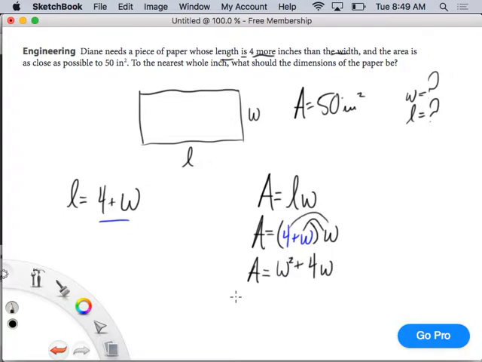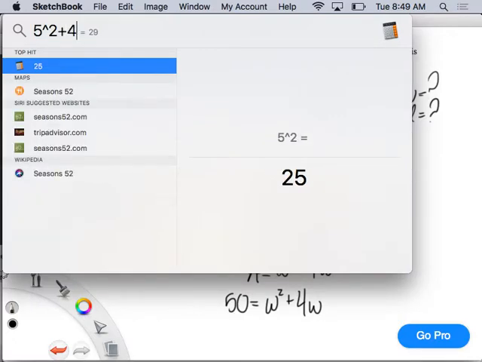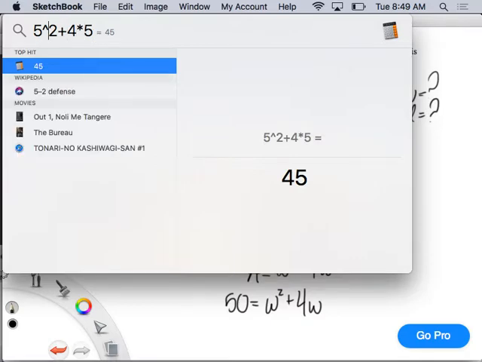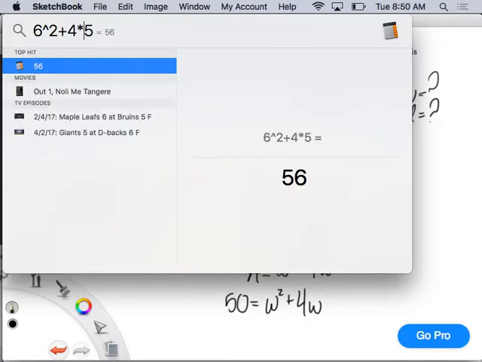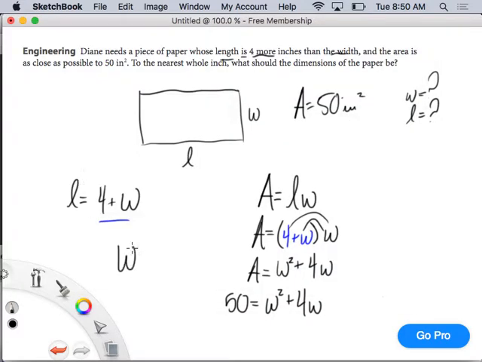All right? And it says the area should be about 50. So 50 equals W squared plus 4W. What's a reasonable guess for W? 5. Let's try it. 5 squared plus 4 times 5. I think that's 45. That's pretty close. Let's try 6 to see if that gets us closer. No. So width should be equal to 5 inches, which means the length should be what? 9 inches. Okay? All right. Any questions about that?